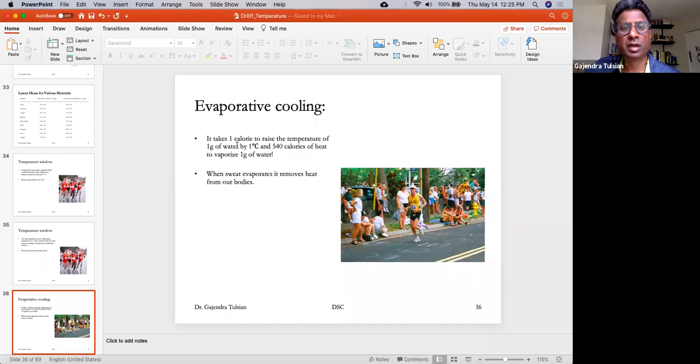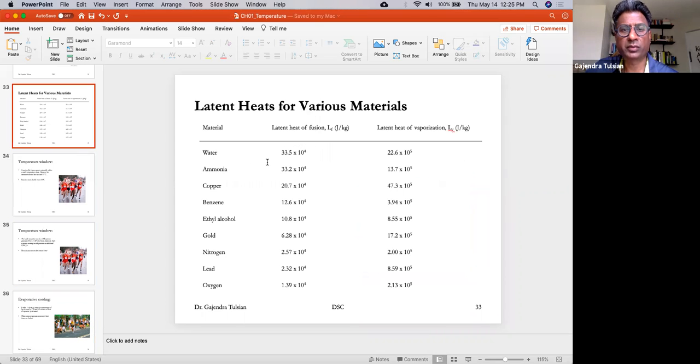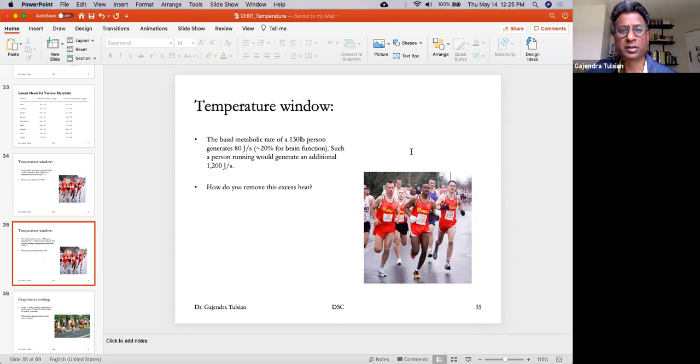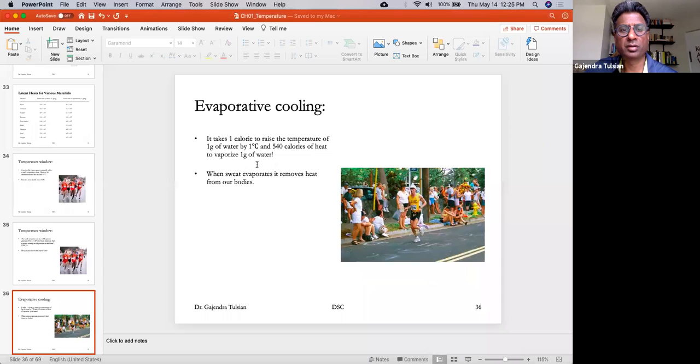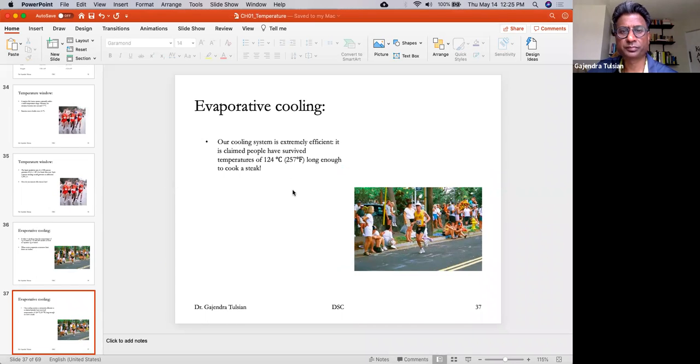So it takes 1 calorie to raise the temperature of 1 gram of water by 1 degree, and 540 calories of heat to vaporize 1 gram of water. That is that number in different units. Okay, so the latent heat of vaporization. So when sweat evaporates, it removes heat from our bodies. Here's an amazing fact. Our cooling systems are extremely efficient.